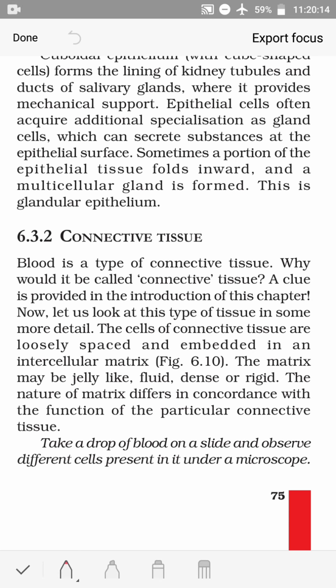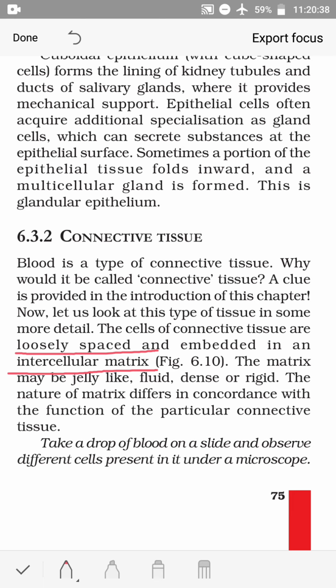Blood is a type of connective tissue. Yes, today we are going to start connective tissue. First, the features. The cells of connective tissue are loosely spaced and embedded in an intercellular matrix. Matrix means holding substance which holds the cells.